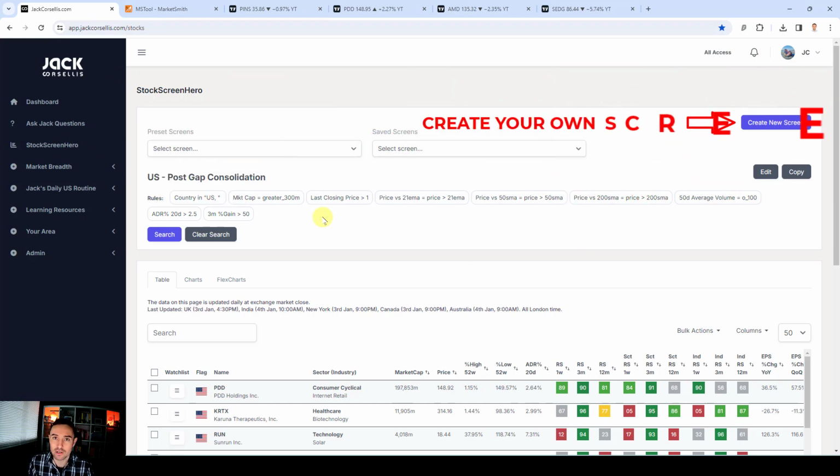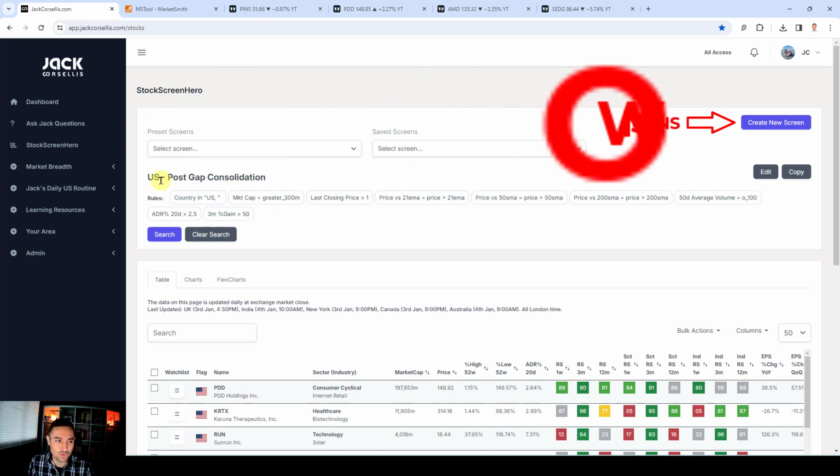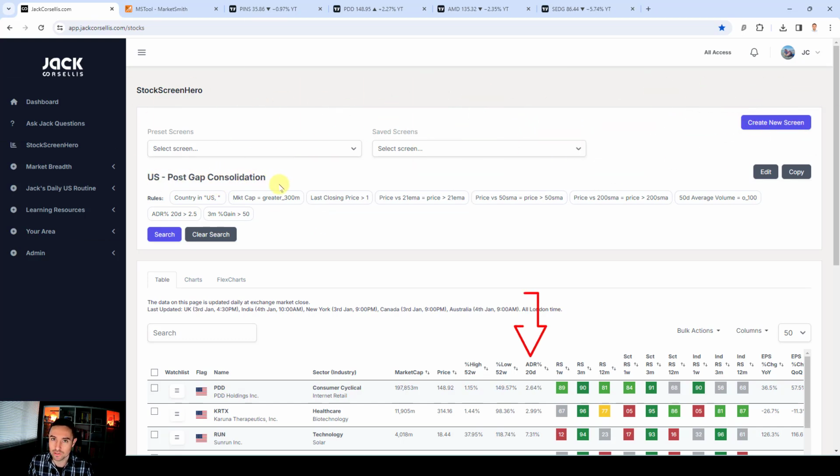And then the third and final part is I'm going to teach you how you can very quickly and easily screen for this type of setup. I'm going to take that a step further. What I've done is on my custom built stock screener, I've created a preset screen which is called US post gap consolidation.